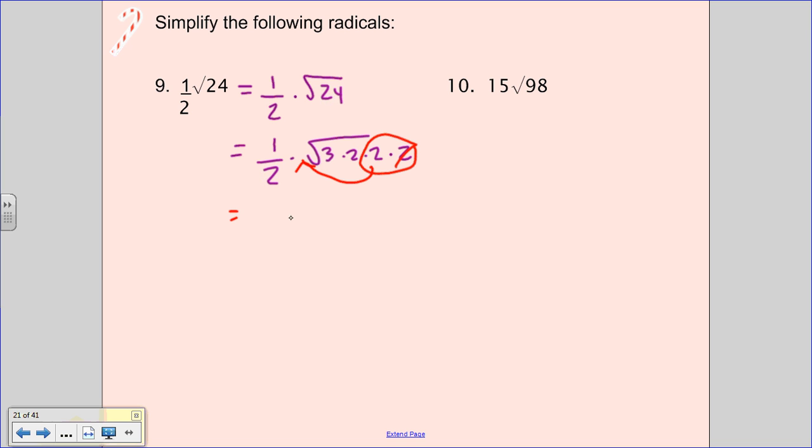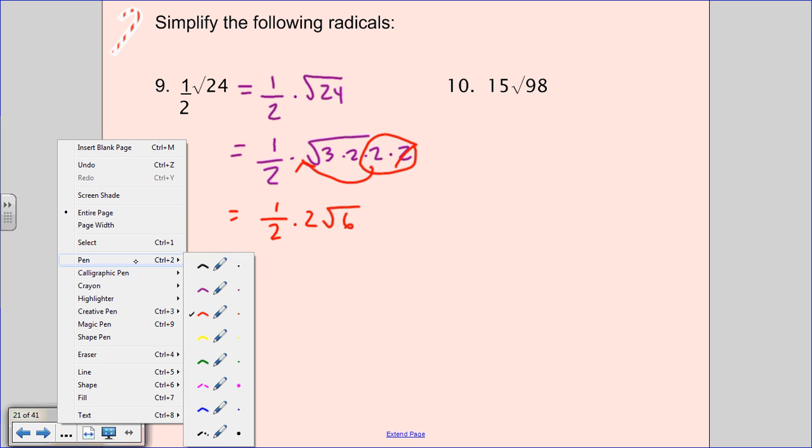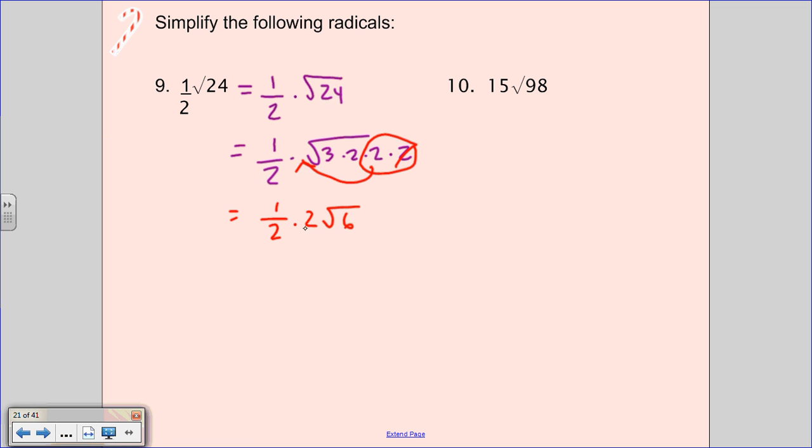So it ends up being 1/2 times 2 square root of 6. Now you need to multiply 1/2 times 2. Well, 2 is technically over 1. And when you multiply fractions, you multiply straight across. 1 times 2 over 2 times 1, which would be 2 over 2. And that is simply just 1.